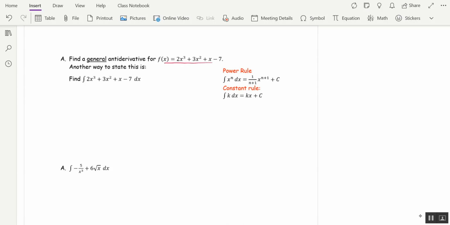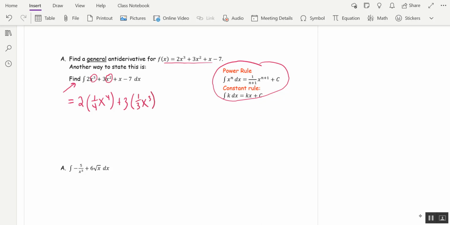Another easier way to say that is just find the integral of f of x dx. Now to do that, I'm going to use a couple of formulas from your Bible, the power rule and the constant rule. So let's go through that. This is equal to 2 is a constant, and then when you integrate x cubed, I get 1/4 x to the 4th. Then I add on 3, which is a constant, and the integral of x squared is 1/3 x cubed using the power rule.